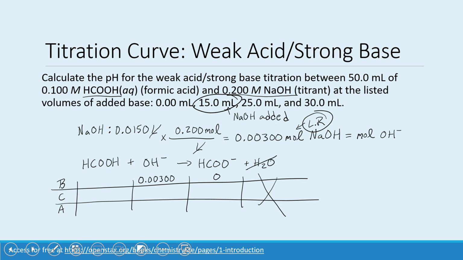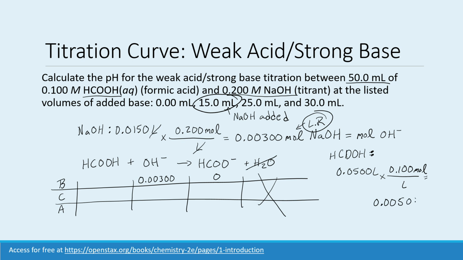Okay, so we can calculate that real quick. Moles of formic acid will be the volume of formic acid, the 50 milliliters, so as 0.05 liters times the concentration of 0.1. And that will give us the 0.005.